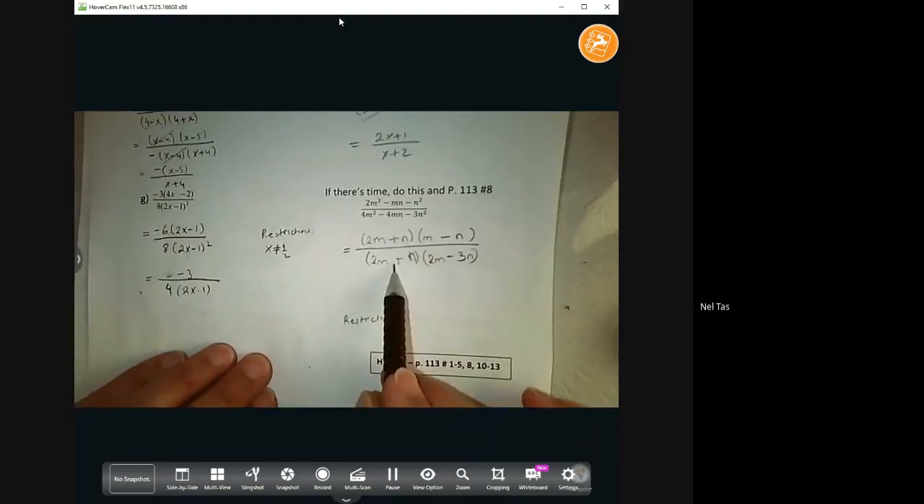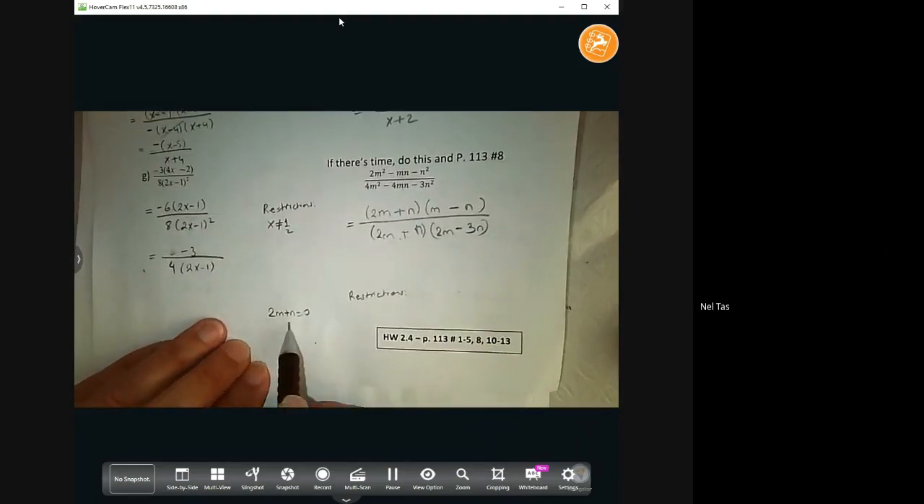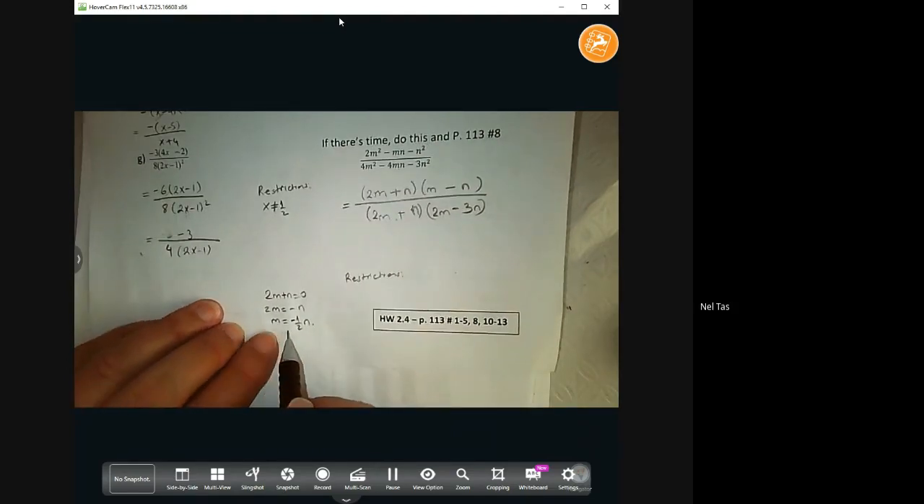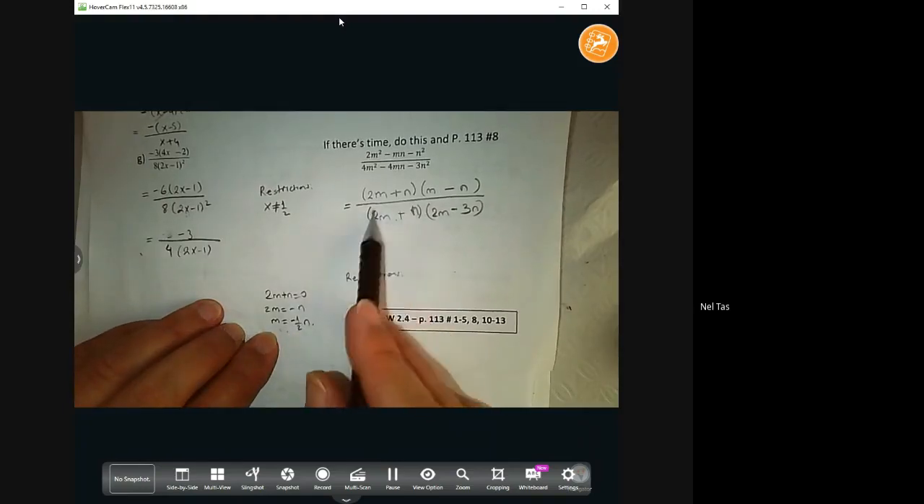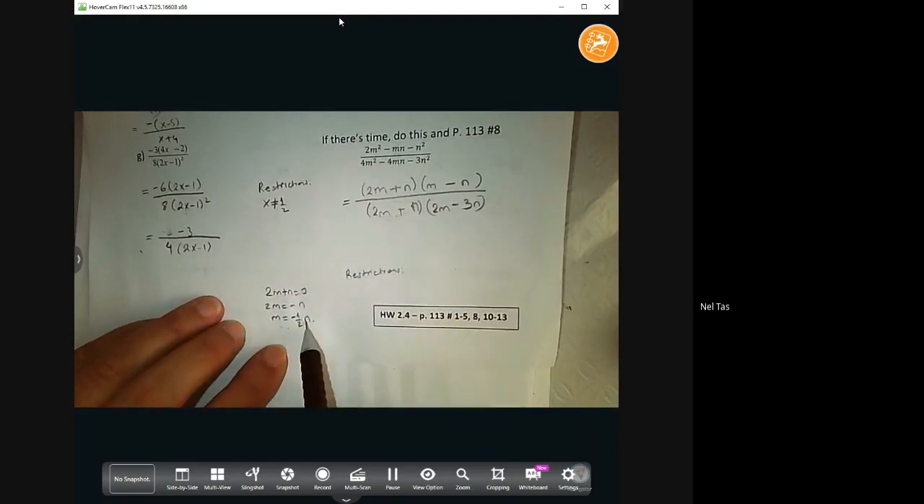So if you take each factor and make it equal to 0, so 2m plus n equals 0, you can isolate m or n from here. So let's say we isolate m. So we get 2m equals negative n, m equals negative 1 over 2 n. So when m is equal to negative 1 over 2 n, this factor becomes 0, and then the whole denominator becomes 0. Okay, so that is one of the restrictions.